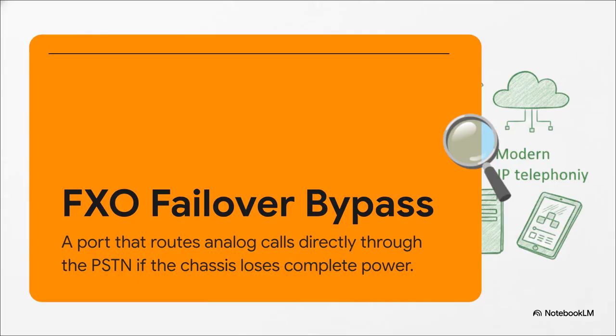Now I want to zero in on that middle model for a second, the one with the 4 FXO ports. What exactly is an FXO failover bypass? Simply put, it's a designated port that routes analog phone calls directly out to the public switched telephone network if the chassis loses power entirely. This is absolutely brilliant and really highlights Cisco's commitment to business continuity. If the power goes down, those designated critical analog phones can still dial out. That is quite literally a lifesaver for emergency situations.